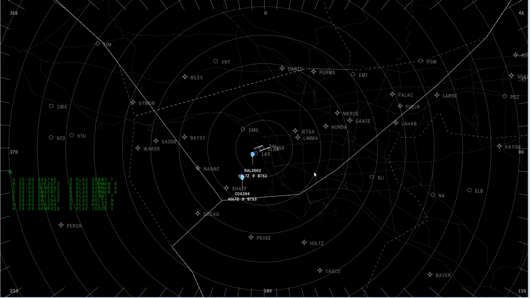Now, it's a good idea to take a look when airplanes are flying the same departure to look at the type of aircraft to find out if we're going to have any problems with climb rates being markedly different. Delta 2662 is a 757-200, and Continental 294 is a 757-300. So these are basically the same aircraft, should have the same climb rates.